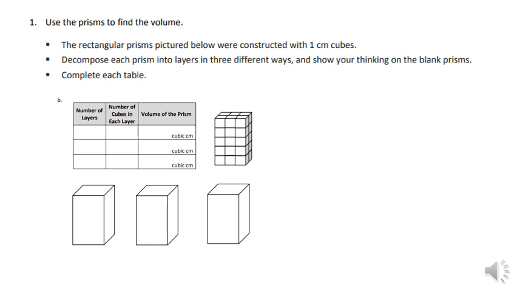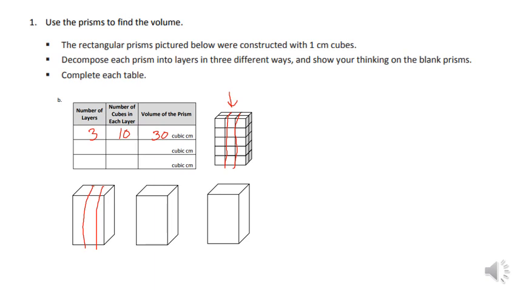Okay, we'll start off. Let's decompose the first one. I can see that if I decompose from the top, I have 3 layers. So it would be 1 here and 1 here. So I'm going to decompose it into 3 layers, and I can see each layer is going to have 1, 2, 3, 4, 5 times 2 deep, so it's going to be 10. So 3 layers of 10 is going to give me 30 cubic centimeters.